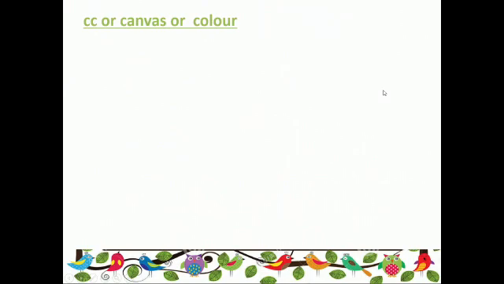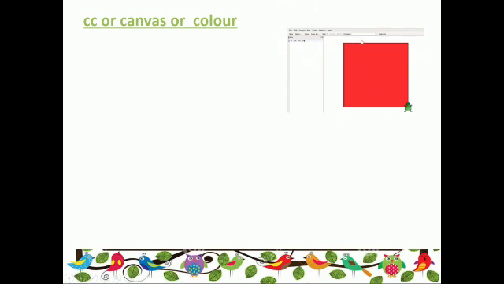Here, that is CC or canvas color. So if you want to change the color of your canvas, you can use this command, canvas color. How? See here, this is the canvas. If you want to change the color of the canvas, you have to use this command CC. C for canvas and C for color. So canvas color is going to be used for changing the color of the canvas. It sets the color of the canvas.